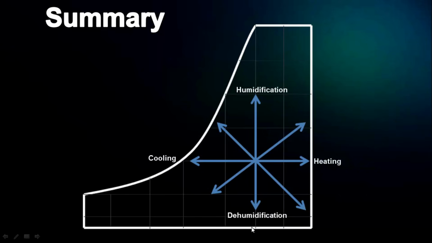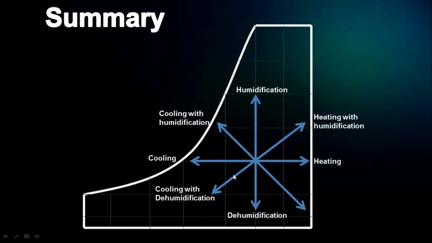Combinations of these processes can also be plotted on the psychrometric chart. In practice, combinations of these processes occur in HVAC systems. For example, heating and humidification can be indicated by this line. Similarly, cooling with humidification can be shown by this line. Similarly, cooling with dehumidification by this line, and heating with dehumidification by this line. So these are psychrometric processes.